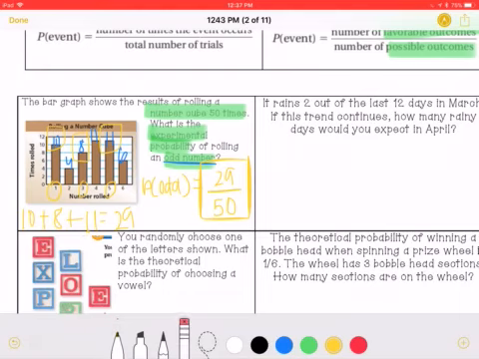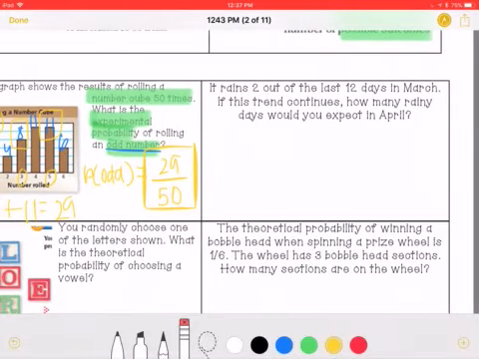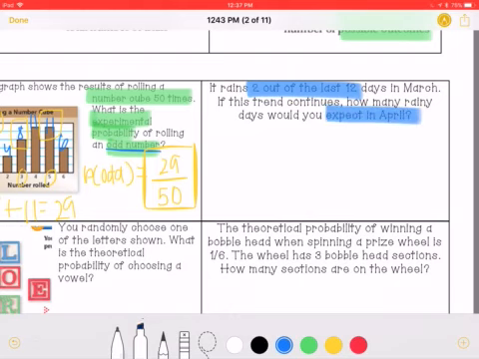Let's do another type of problem. Let's look to the right. If it rains 2 out of the last 12 days in March, if this trend is going to continue, how many rainy days would you expect in April? So it rained 2 out of the 12 days at the end of March. So that means, I'm going to simplify this, it rained 1 in every 6th day. So if that trend's going to continue, it rains once every 6th day. I want to know out of all the days in April, how many days would we expect it to rain?